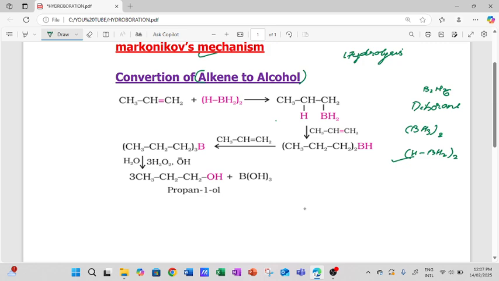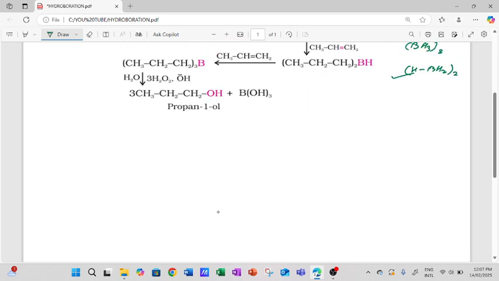When you add diborane to an alkene, for example propene, CH3, CH double bond CH2, you add diborane like HBH2 twice. It takes place in the presence of water as well as H2O2, hydrogen peroxide three times, and OH minus. During this reaction, OH minus and H plus are the two ions present in water.